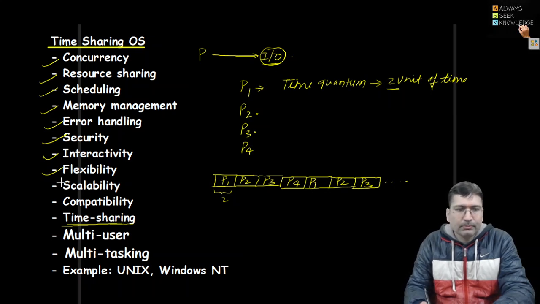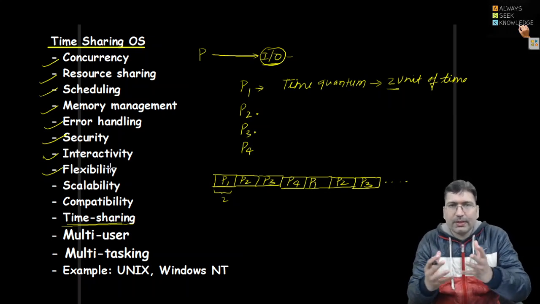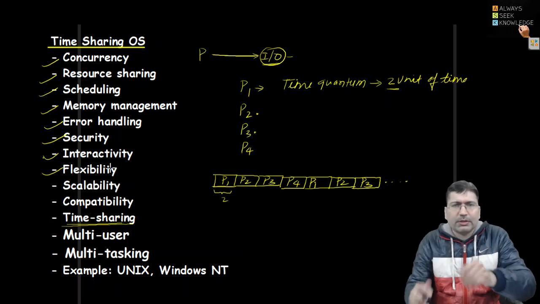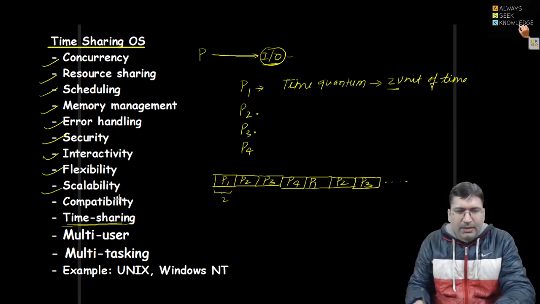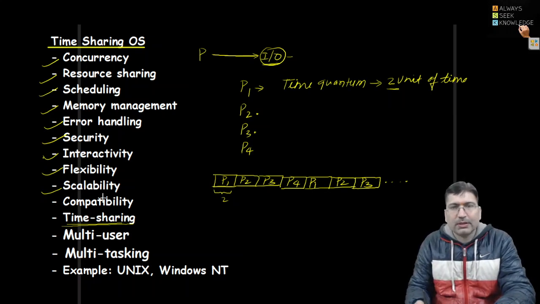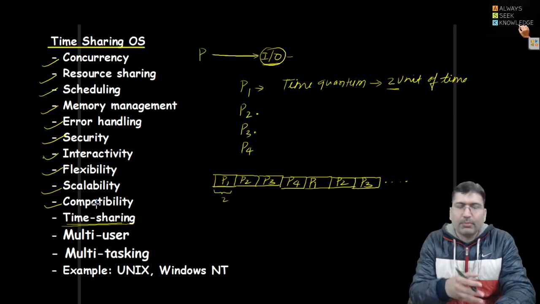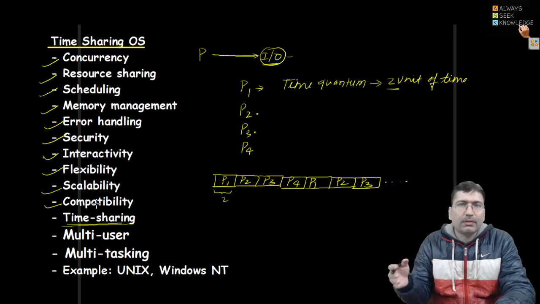is there. So this system gives the flexibility in terms of setting up the time quantum so that the processes can switch. Scalability is there. Such kind of systems are scalable in terms of the number of processes getting initiated in the system. Compatibility is also there. Such kind of systems are highly compatible, so they can work fine with different computer architectures.